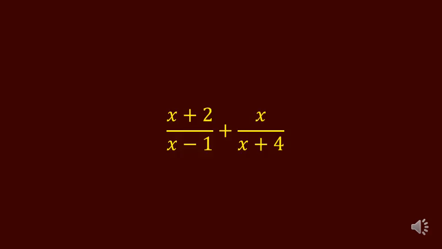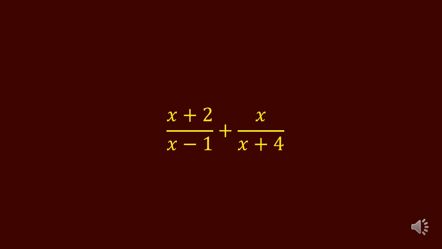So I'm going to look at this problem: (x + 2)/(x - 1) + x/(x + 4). A lot of times people will look at a problem like this and just say, forget it, I don't want to do this, it's a pain. But really, it's the same as the very first problem that we did. It's just adding two fractions. Now, unfortunately, those fractions do have both variables and numbers in them, but the process is still exactly the same.